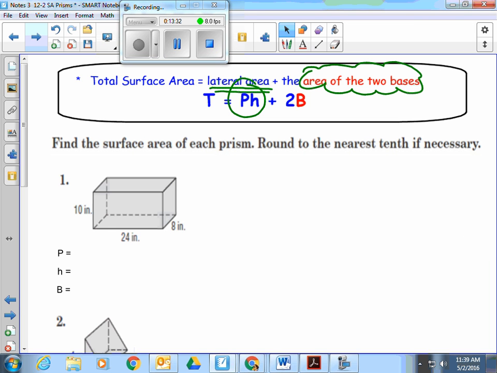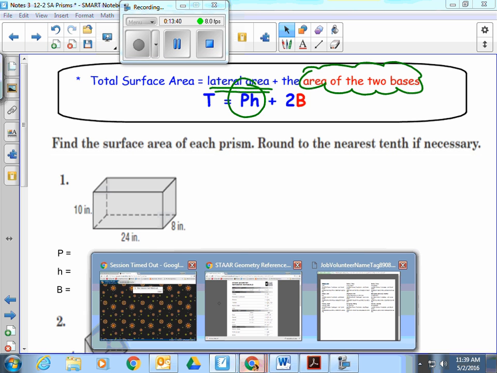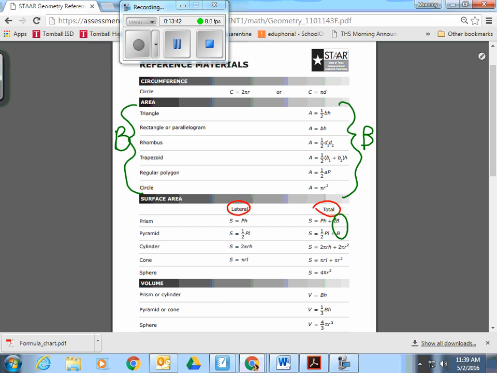That big B says area of the base. So I want you to look at your formula charts that you have out on your desk. The stuff that we're talking about right now is this surface area part down here. And in that formula, it has a big B. Well, what does that mean?